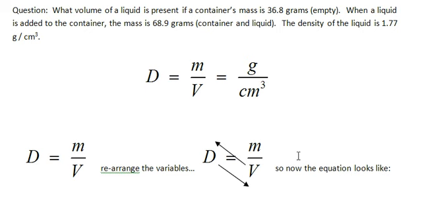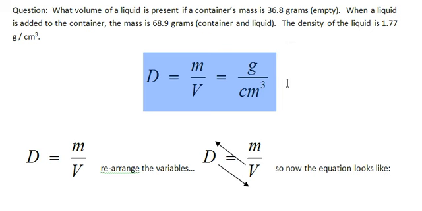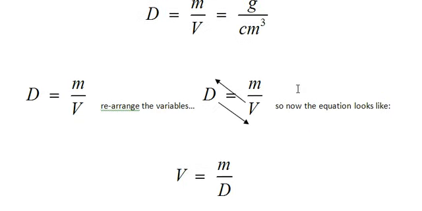The first thing I want you to recognize, and I think you did this okay, is the equation for density. Density is mass over volume, and in this case it's grams over centimeter cubed. I don't know if your teacher requires you to do this, but I always have my students rearrange the equation and put the variable that you're looking for all by itself.